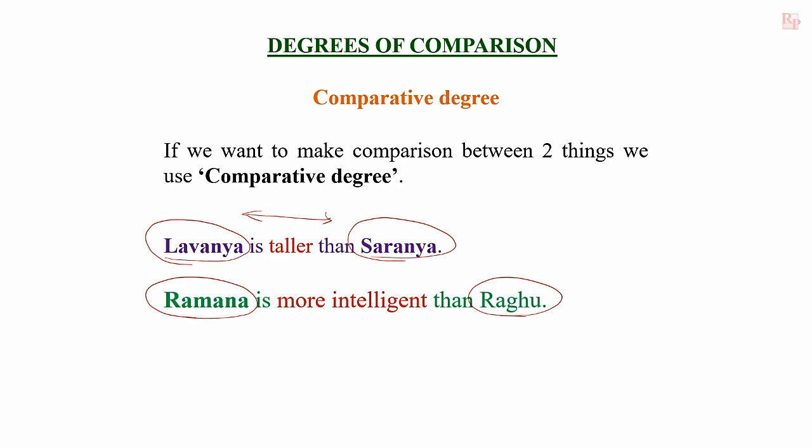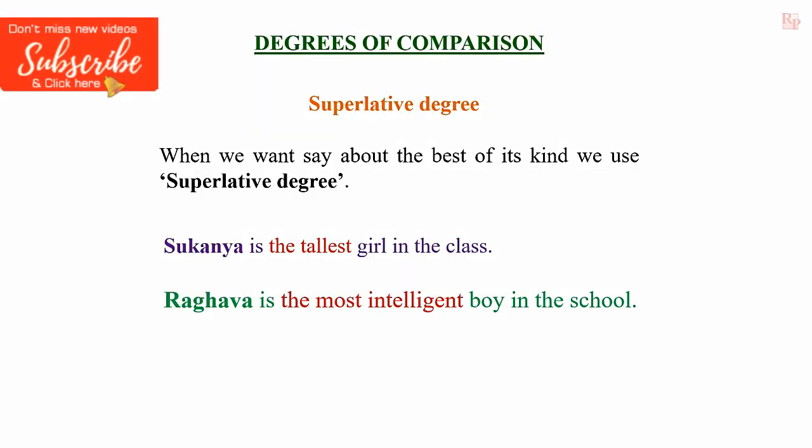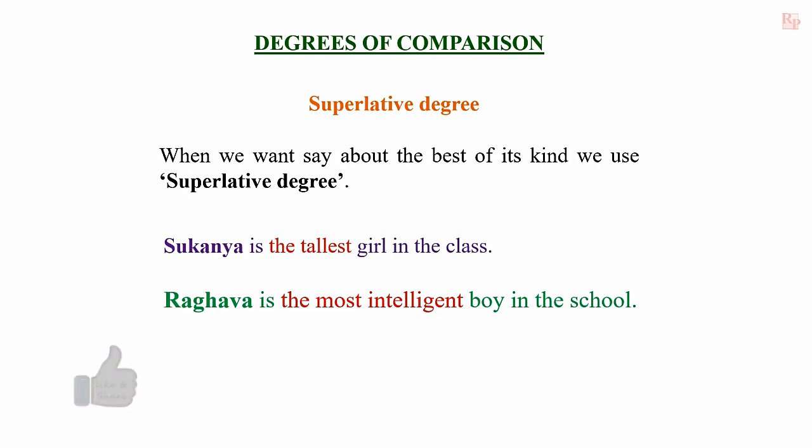Then let us see how the superlative degree of adjective can be formed. When we want to say about the best of its kind, we use superlative degree. Here, the example is Sukanya is the tallest girl in the class. Here, we are not saying about only Sukanya. We are saying about the entire class. In that class, Sukanya is the tallest girl.